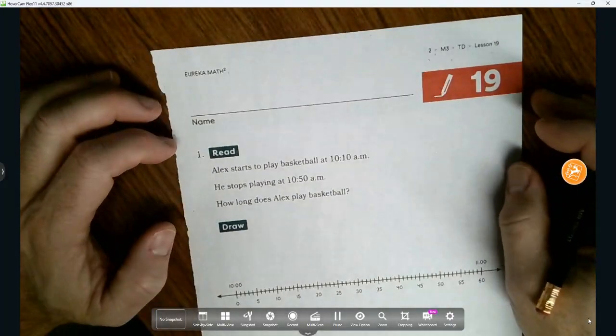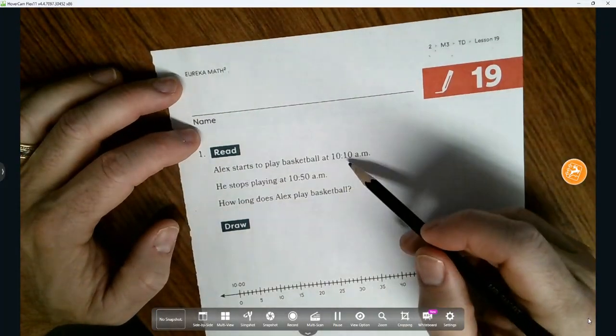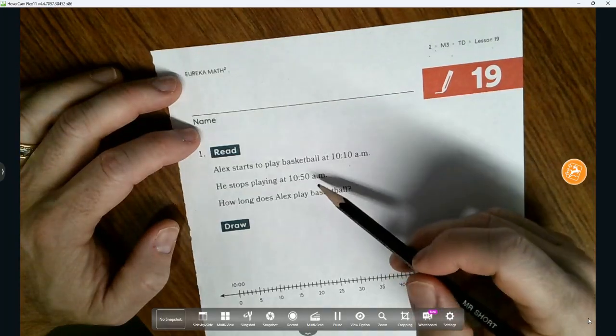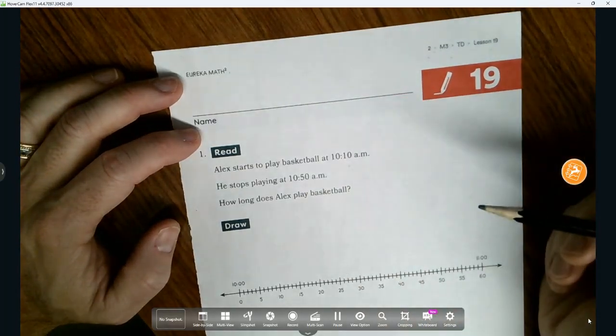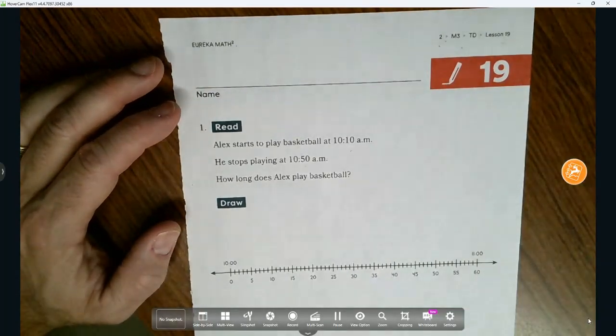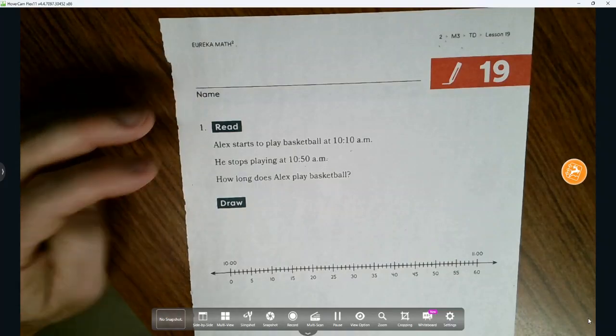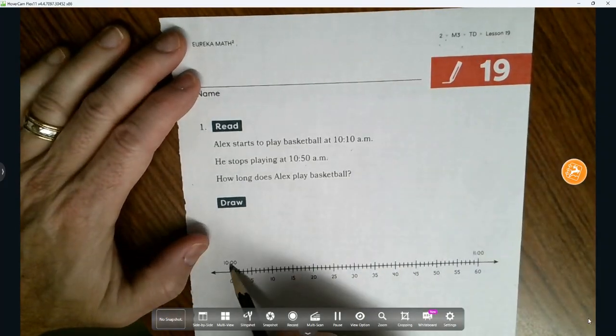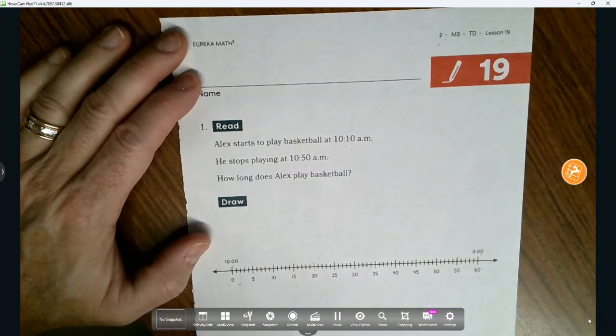All right. Alex starts to play basketball at 10:10 a.m. He stops playing at 10:50 a.m. How long does Alex play basketball? Well, this is kind of similar to the one we did on lesson 17 where we had to plot the time out. But look, we start at 10 here. We ended at 11 here. So let's find it.